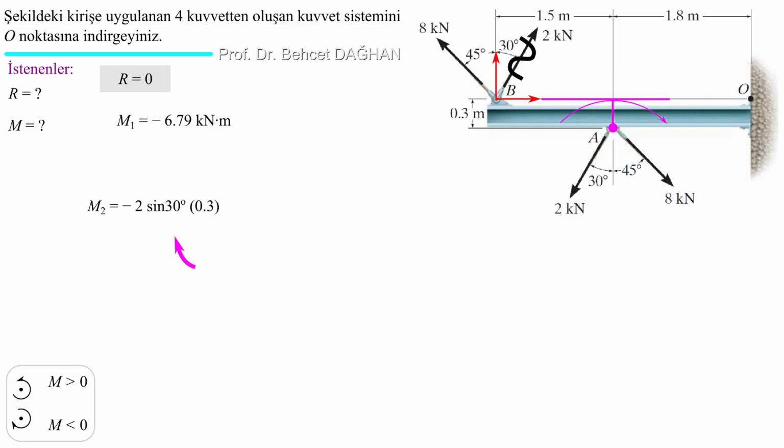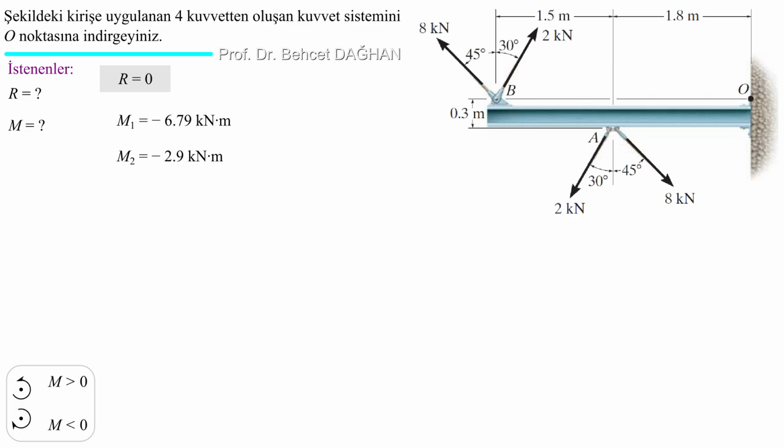Its horizontal component creates a clockwise moment, creating a negative moment. 2 sine 30, the moment arm is 0.3. So moment is minus 2 sine 30, 0.3. The moment of the vertical component is also clockwise, so it is also negative. 2 cosine 30, moment arm is 1.5. Total moment minus 2.9 kilonewton meters. This is the moment of the second couple.